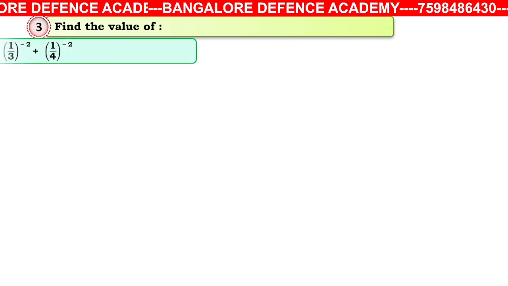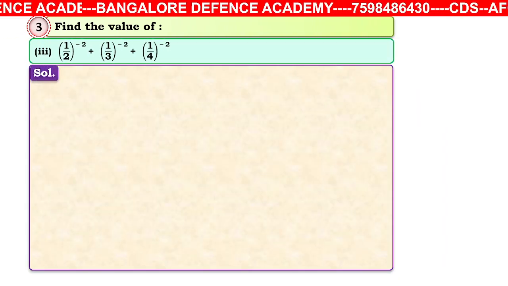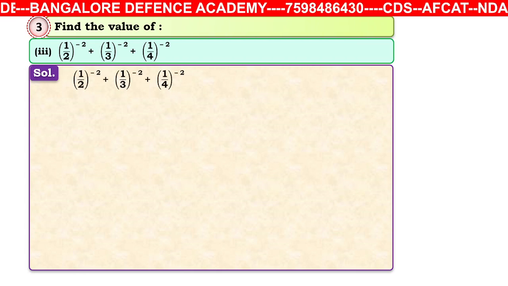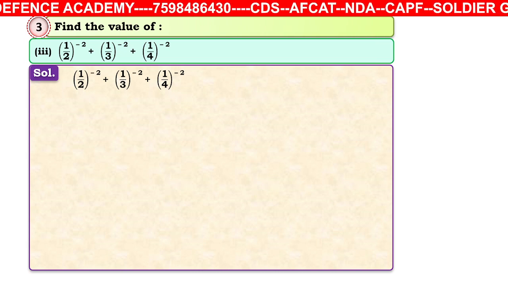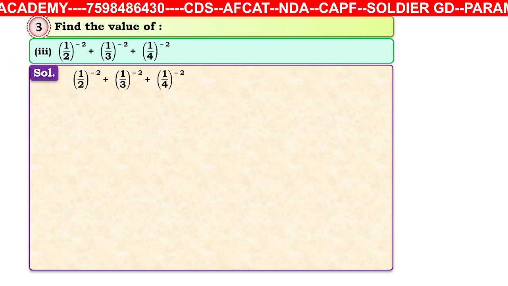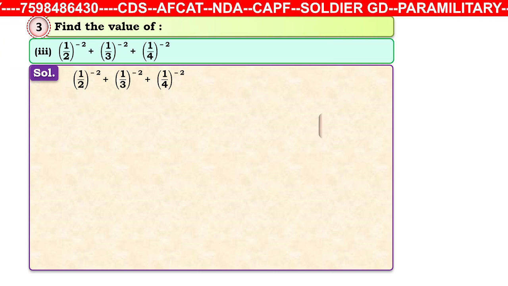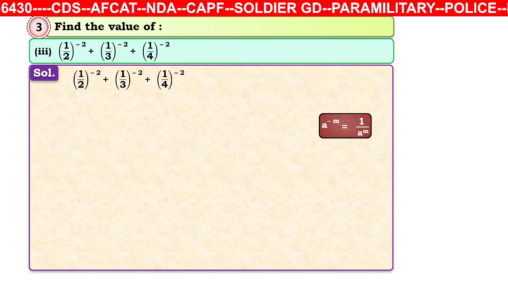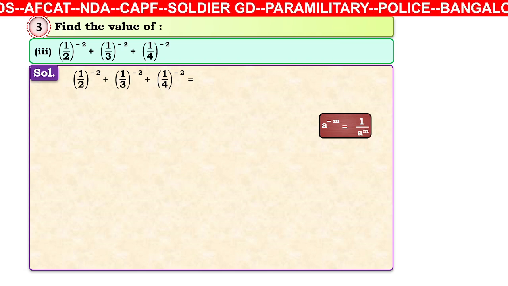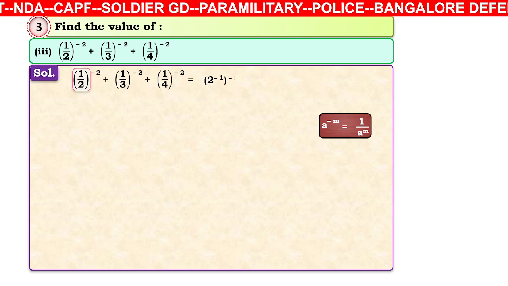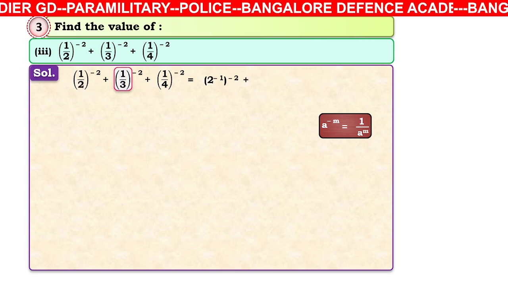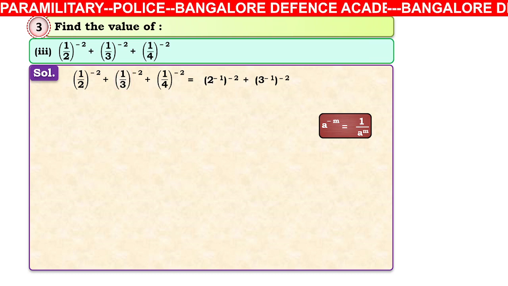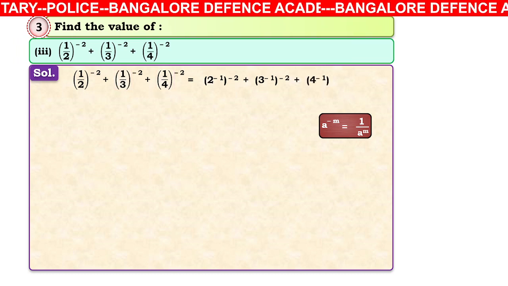Okay, next, moving ahead. Now you have the fractions. Now you can look at this question properly. 1 by 2 to the power of minus 2, 1 by 3 to the power of minus 2, and 1 by 4 to the power of minus 2. If you take the reciprocals of each and every fraction, it becomes positive. So I can write the first number as 2 to the power of 2. Okay, 2 to the power of minus 1 to the power of minus 2, 3 to the power of minus 1 to the power of minus 2, and 4 to the power of minus 1 to the power of minus 2.